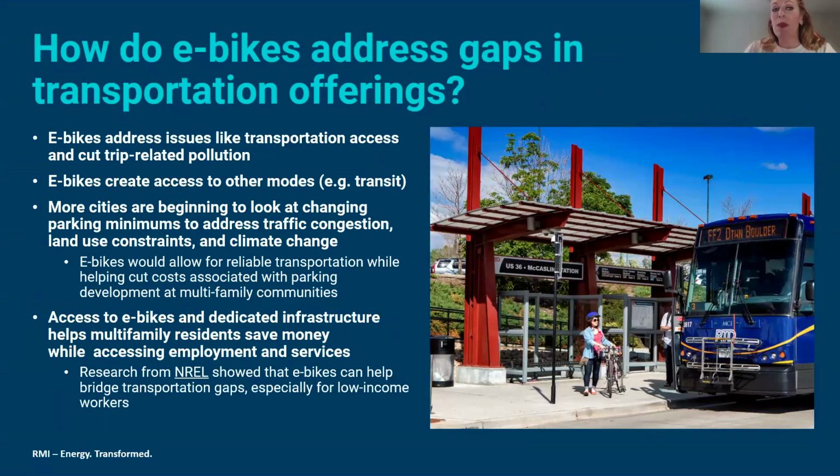In terms of addressing the gaps in transportation offerings, we have seen that e-bikes can act as connectors. They can provide direct transportation access and cut trip-related pollution, but they can also create access to other modes such as transit. We know that cities are starting to look at how to better allocate space. And so when it comes to traffic congestion and land use and parking minimums, e-bikes are actually a great solution that help change the formula of what is needed in space allocation, and also in terms of how to bridge the gaps in offerings that exist throughout cities. Next slide, please.